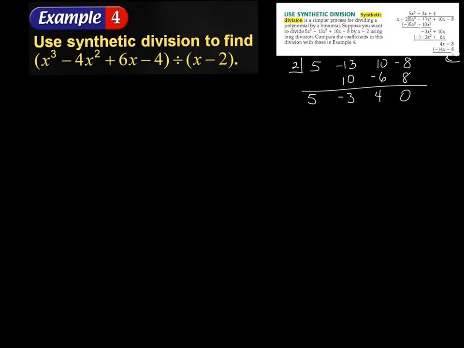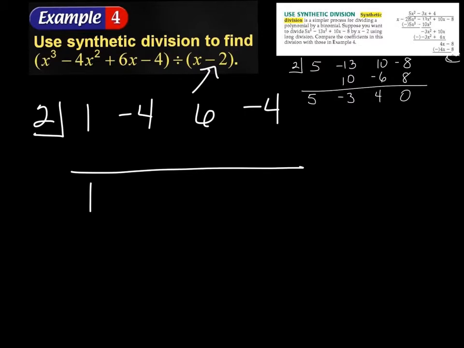We start off by putting the root, so what would give us a 0 here goes in the box, and then the coefficients. So the coefficient of x cubed is 1, x squared is negative 4, x is 6, and the constant's negative 4. So they were nice and wrote it in descending order. If they don't, you need to put it in descending order before you start, but that's not a big deal. Drop down the 1, multiply, add, multiply, add, multiply, add, and this would be our remainder if we had one, but since we have a 0 there, it came out even.